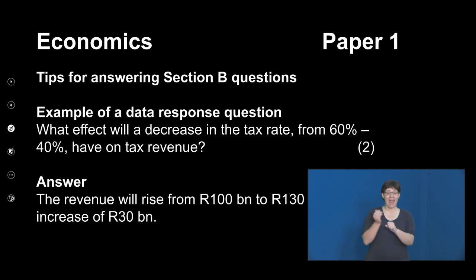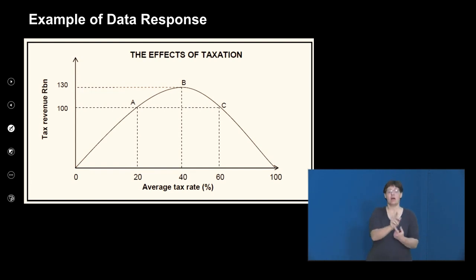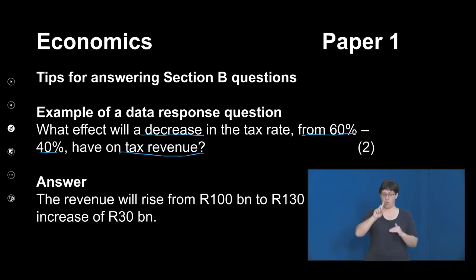What effect will a decrease in the tax rate from 60% to 40% have on tax revenue? Let's go back to the graph again. As you can see, boys and girls, when we decrease our tax rate from 60 to 40, at 60% we get tax revenue of 100 billion, and at 40% we get a tax revenue of 130 billion. So when we reduce our tax from 60% to 40%, our revenue will increase from 100 to 130. So here is the answer there.